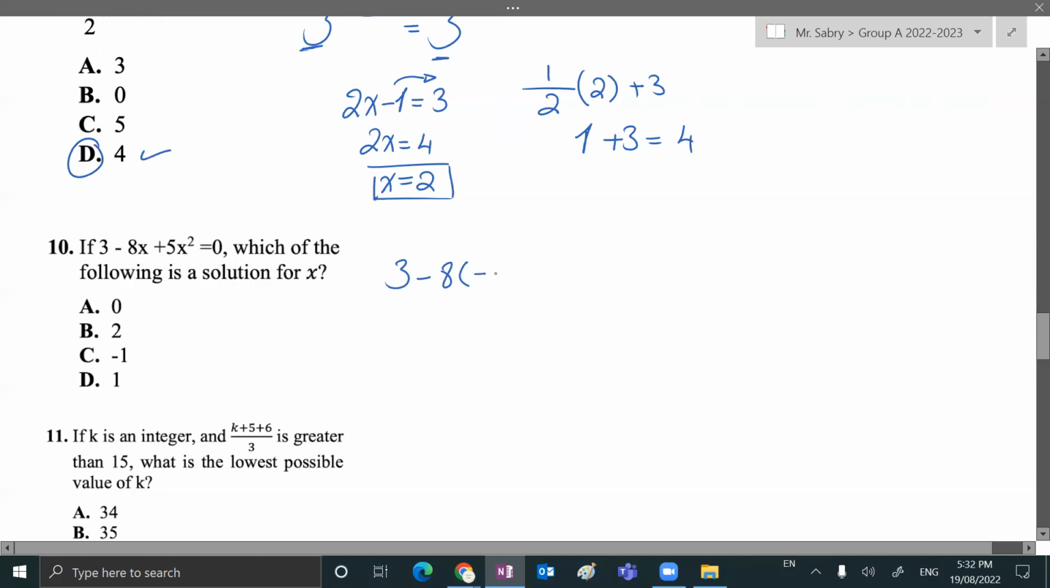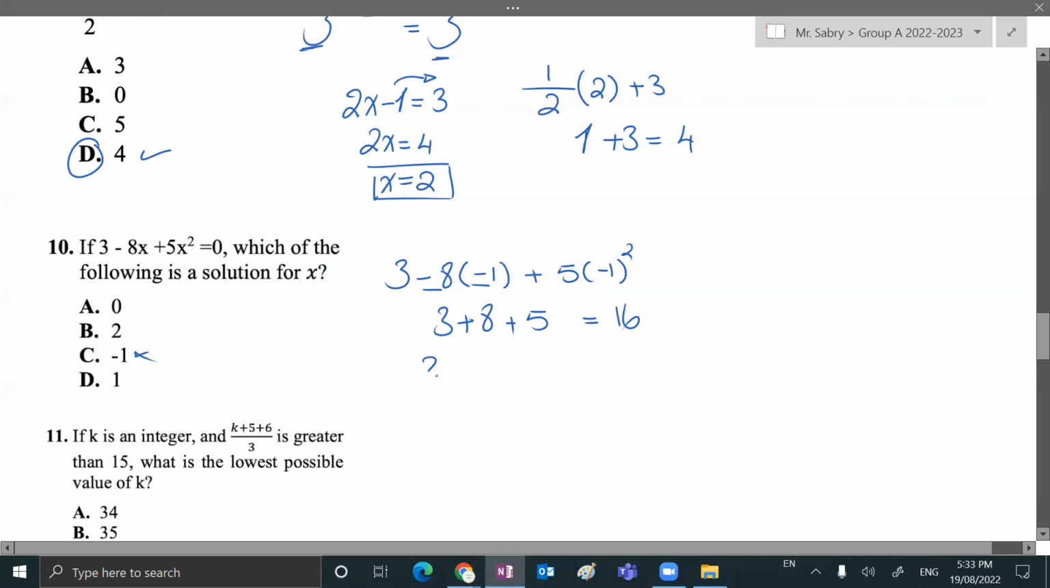So if you substituted, let's say, the negative 1. Now, I'd like to say no, it's impossible, because negative and negative will make this positive. So 3 plus 8, and the 5 times negative 1 will become negative 5. It's impossible for this to become a 0. Actually, sorry, it's plus because this one is to the power of 2. So 3 plus 5 is 8. 8 plus 8 is 16. So negative 1 is not the correct one.